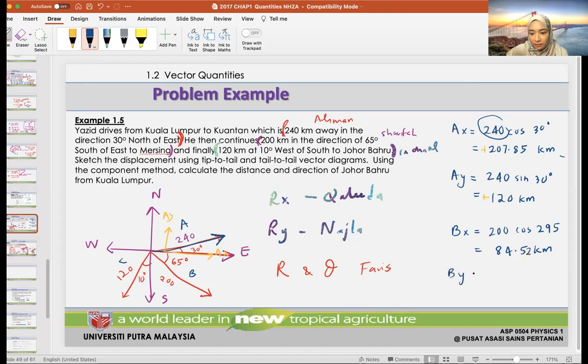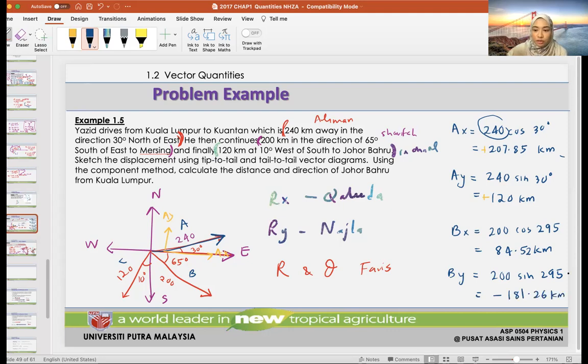Okay, BY: 200 times sine 295. The answer is negative 181.26 kilometer. Okay, thank you Sharifah.